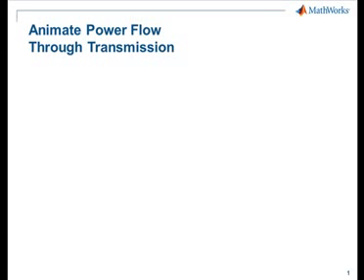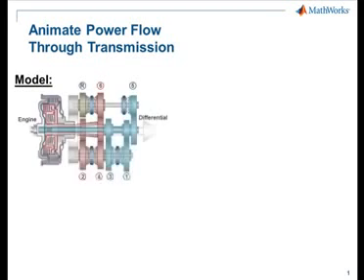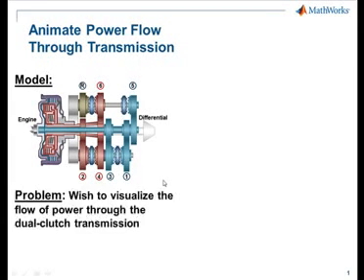In this demonstration, we're going to show how you can animate the power flow through a transmission. Our model is of a dual clutch transmission. The flow of power through the transmission is controlled by the states of two input clutches operating in parallel and dog clutches, which pre-select the next gear to which the transmission will shift.